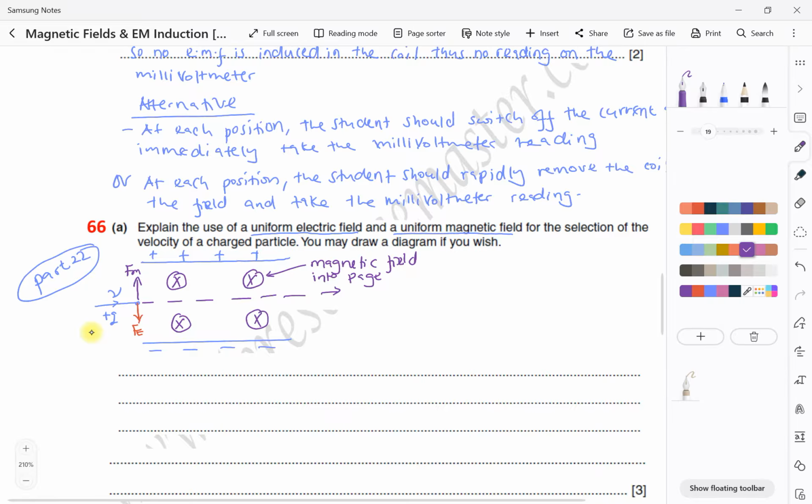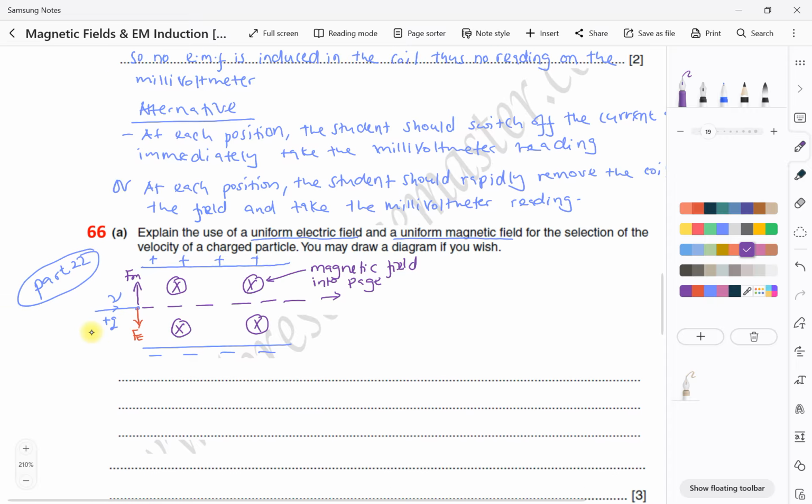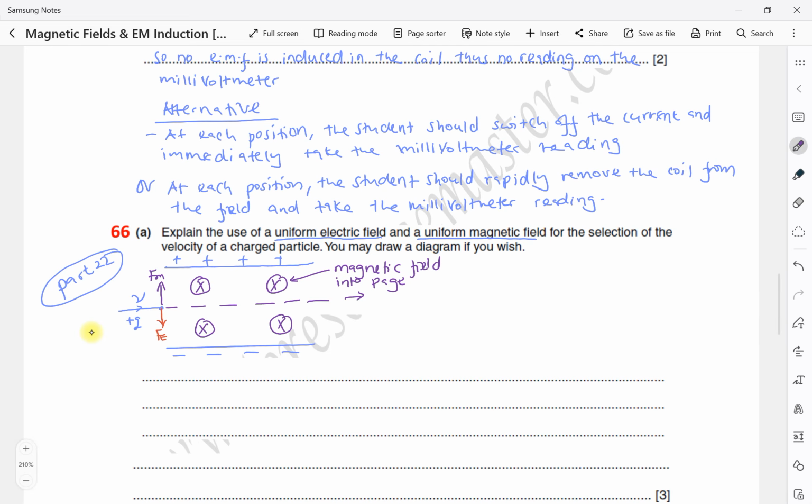So that is the magnetic field into the page. Of course, the plates just indicate an electric field. I don't need to explain that. So for no deviation, the magnetic force Fm should be equal to the electric force, which I'm calling Fe. That is BQv should be equal to QE. And that means the particles whose velocity v equals E over B will pass through undeviated.